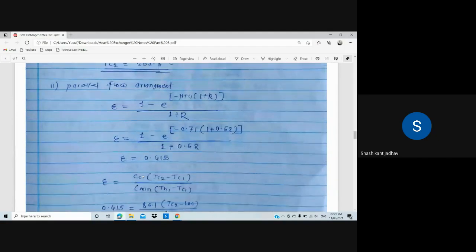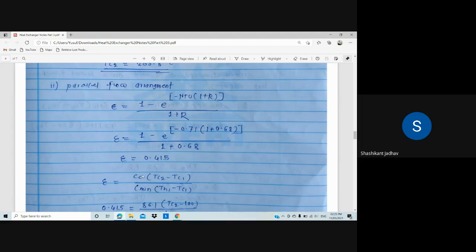For parallel flow arrangement we have to calculate the Th2 and Tc2. So for the parallel flow arrangement there is another equation for the effectiveness. Effectiveness is equal to 1 minus e raised to minus NTU into bracket 1 plus r, divided by 1 plus r. So already we have calculated the value of NTU and r. We put these values into this equation and find the value of effectiveness. By doing the calculation we get the effectiveness as 0.415.